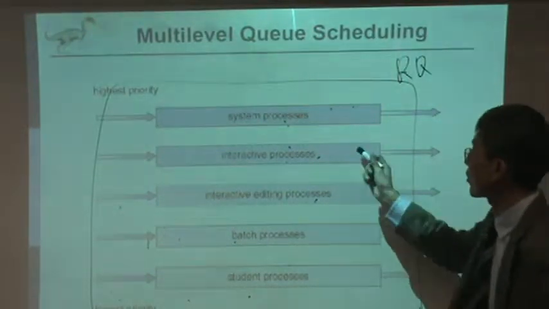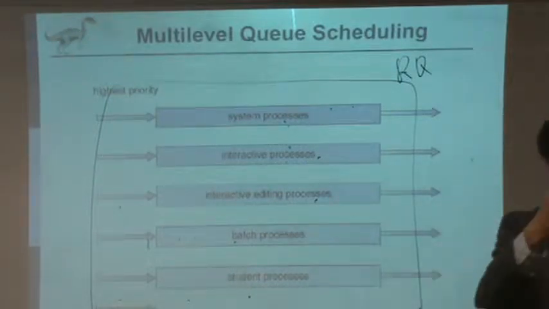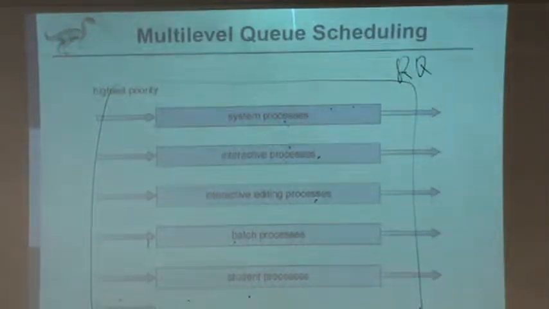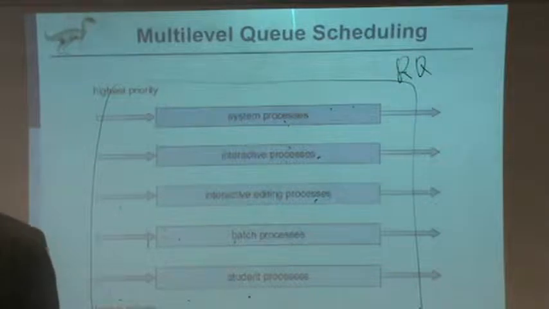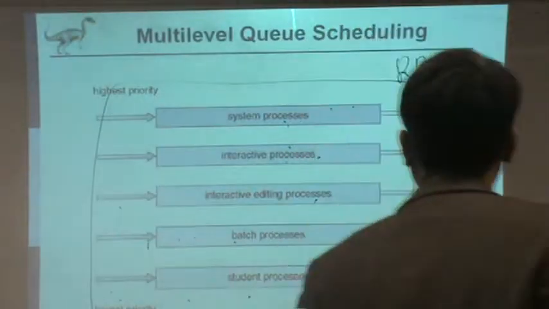And another one is interactive processes. They need feedback between the user and the interface, which needs very quick response time. When I type on a keyboard, if it takes a long time, you will throw away your laptop, right? It should respond quickly. So that is an interactive process.